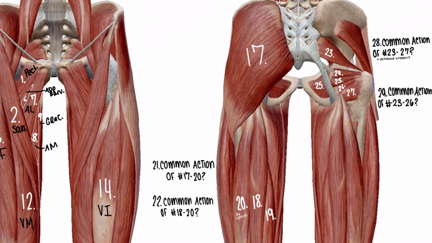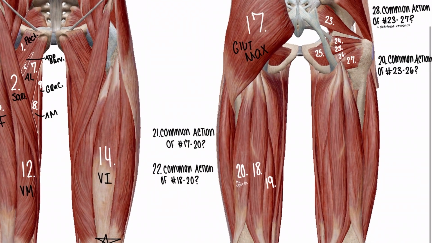All right, so that was the anterior view. Let's move on to posterior. Number 17 is going to be glute max, gluteus maximus. Number 18 is going to be semitendinosus. Number 19 is going to be semimembranosus. Remember that's lying underneath semitendinosus. And 20 is going to be biceps femoris long head.